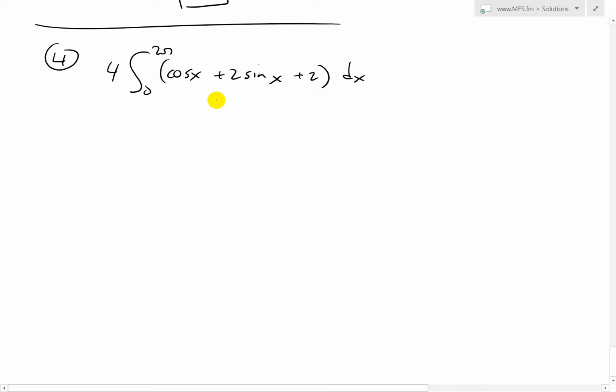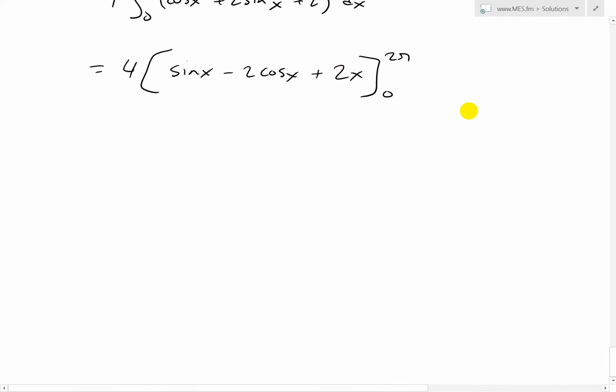And this one's easy, we can just integrate these each separately. So this equals 4 times the integral of cos of x, which is sine of x, plus the integral of 2 sine of x, which is negative 2 cos of x, and then plus 2x, from 0 to 2 pi. This just equals 2, 4.